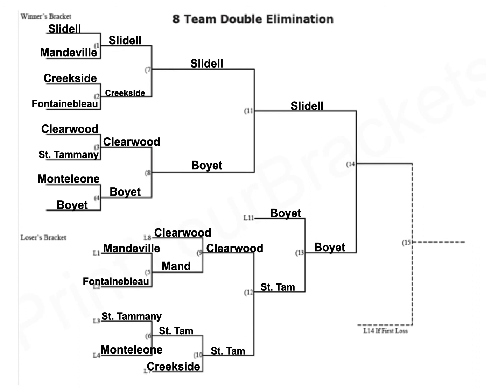If Boyette were to beat Slidell, they would have to play one more time. That's the dotted line at the end of the bracket. That's called an if necessary game. If Boyette wins, they would have to play one more time because that would be Slidell's first loss. But we all know that Slidell would win that game and they would win the championship.